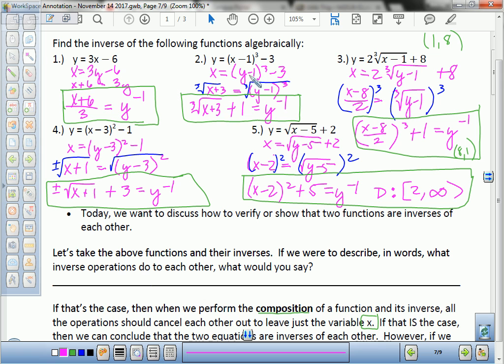When we start with a cubic and end with a cubed root, or start with a cubed root and end with a cubic, no problem, because both the domain and range of every single cubic and cubed root is unrestricted. It's negative infinity to positive infinity.